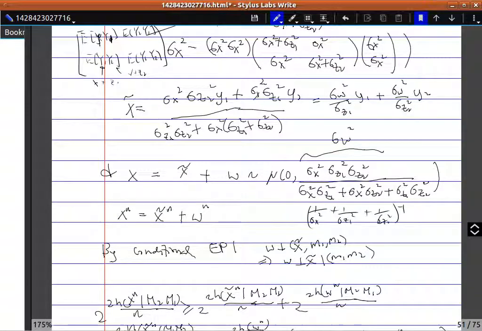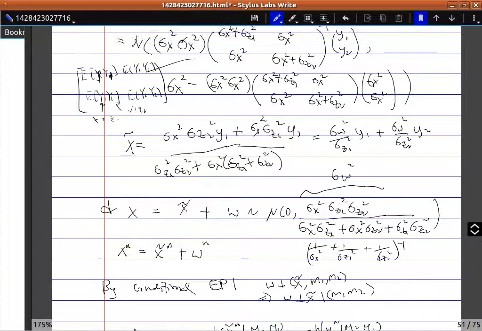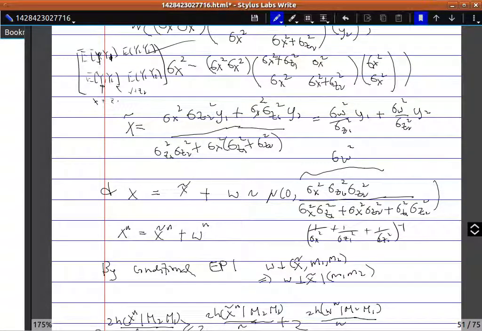Now, as before, we can write x back as x tilde plus w, and this w has the same variance. Actually, the variance we also already mentioned, that's this variance, and this w should be independent of x tilde by the orthogonality principle. It's so difficult to pronounce.